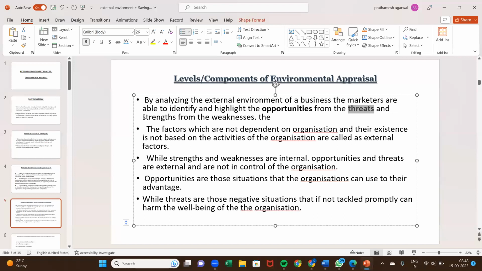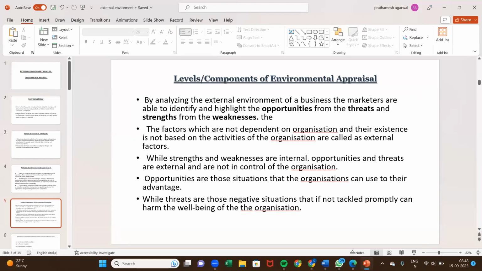We need to highlight what are the strengths and the weaknesses. That means what? We need to have a thorough understanding of demarcation. Like we need to understand the opportunities from the threats and the strengths from the weaknesses.